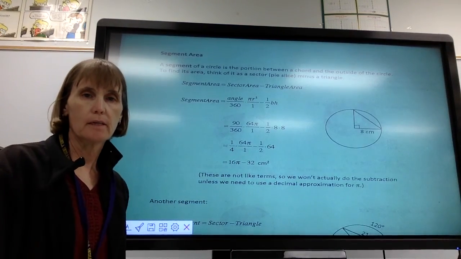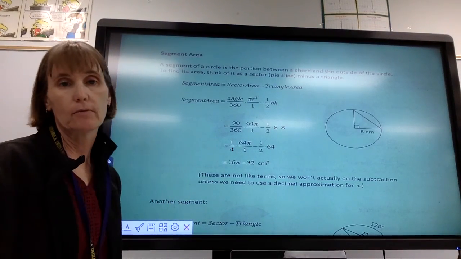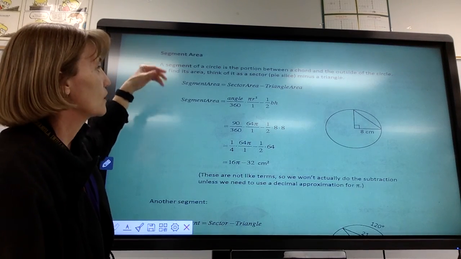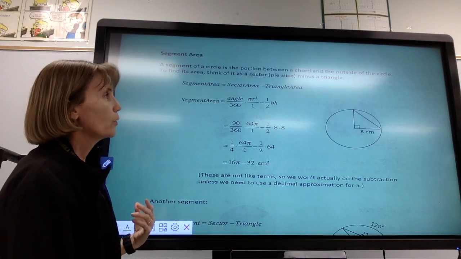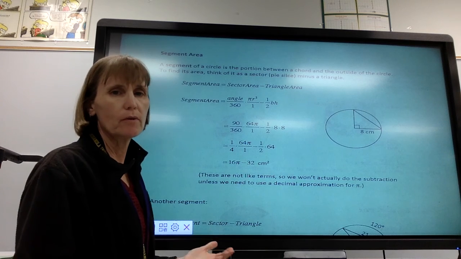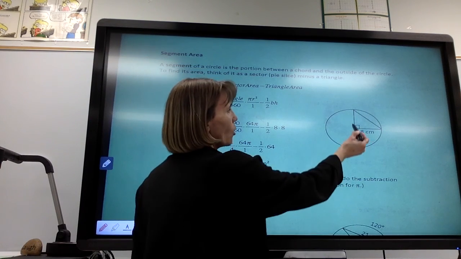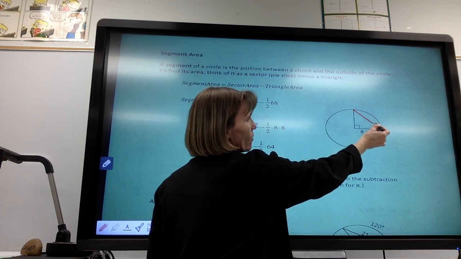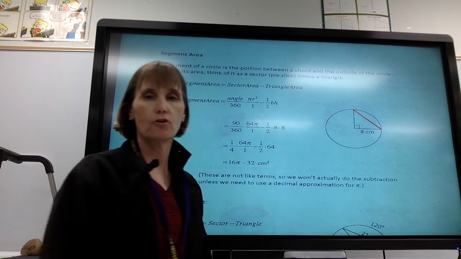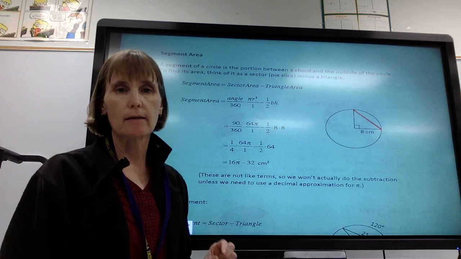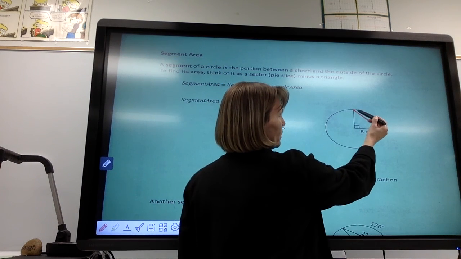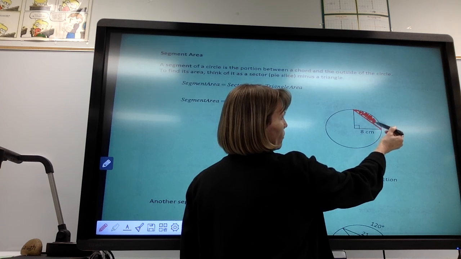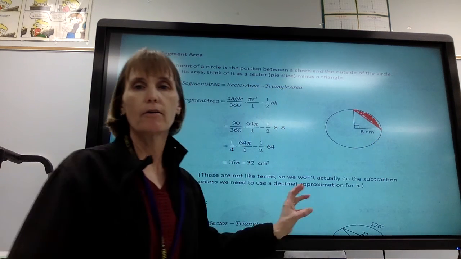The last little piece that we're going to find is called a segment area. For segment area, it says a segment of a circle is like the portion between a chord and the outside of the circle. Now, we haven't talked about what a chord is yet, but a chord has two endpoints on the circle. So this line right there would be considered a chord. And a segment area is this little piece right here between that line and the circle itself. And we want to find the area of that piece.